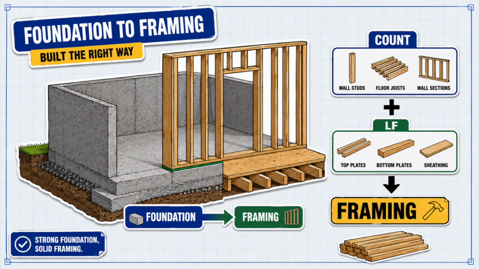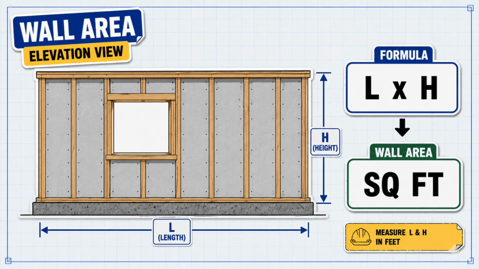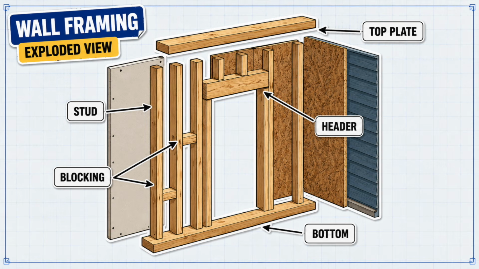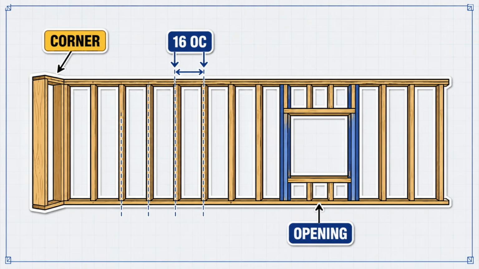Next comes framing, where takeoffs move from concrete volume to piece counts and lineal footage. For walls, you measure total wall length and multiply by wall height to get wall area. But lumber isn't just wall area. You also need plates, studs, headers, and blocking. A fast beginner method is to count studs at the chosen spacing, then add corners and openings.